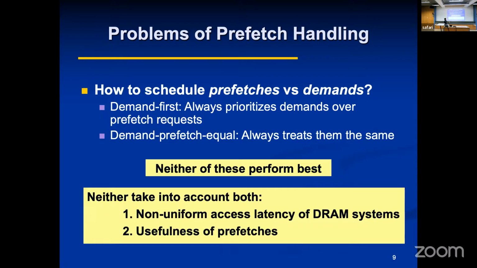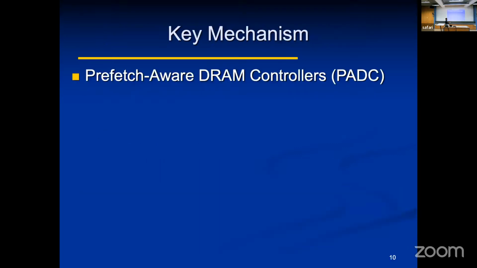But if you do the evaluation, which I'm going to show next, neither of these policies performs the best in every aspect. They do not take into account the non-uniform access latency of DRAM systems, that the row buffer hit latency is lower than the row buffer miss latency. They also do not consider the usefulness of prefetch requests. For example, you're not saying I'm going to wait for my prefetch to be more accurate, and only then use the equal policy. If my prefetch is inaccurate, then it's probably better to go for the demand-first policy. So there is no dynamism in these cases, and we are going to add that dynamism here.